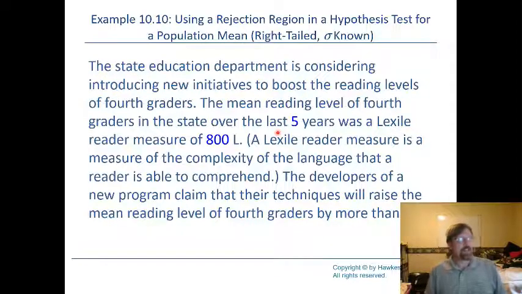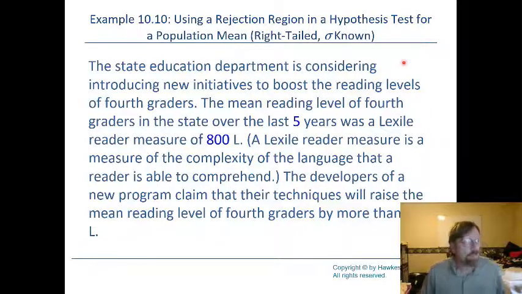If the state education department is considering a new initiative to boost the reading levels of fourth graders, the reading score on their test was, over the last 5 years, averaged 800. The developers of one of the new programs they're looking at claim that it will raise the mean reading level of fourth graders by more than 50 on that test, so that would probably mean a new average of 850.